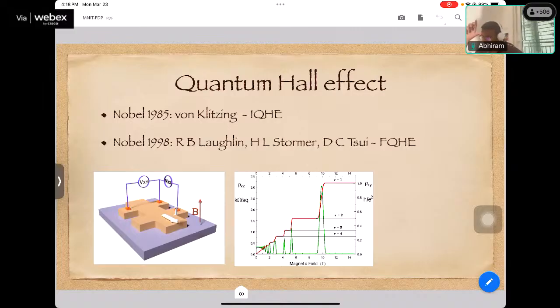So what happens when you apply a perpendicular magnetic field? These electrons experience what is called the Lorentz force. It is qE plus qv cross B. That is the classical form of the Lorentz force, but the same thing you can introduce in the Schrodinger wave equation. When you do that, you see that the energy levels become quantized and form what are called Landau levels.